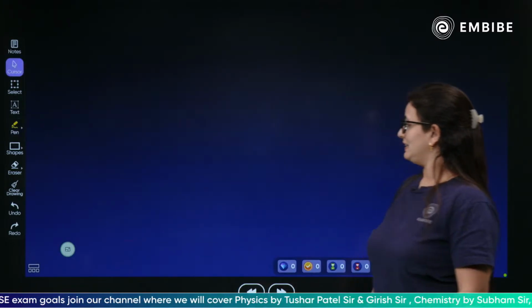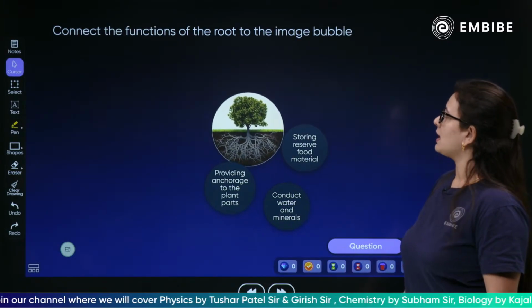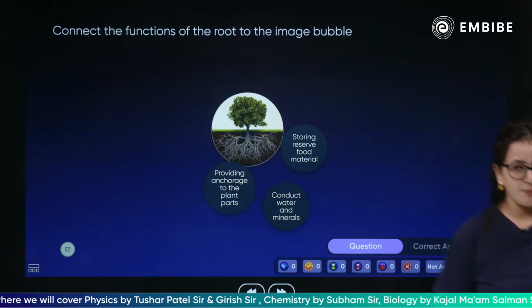I am tired. Next, we have a question for you. Connect the function to the root in the image bubble. Come on, quickly.